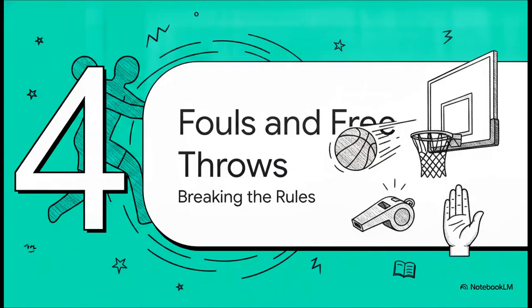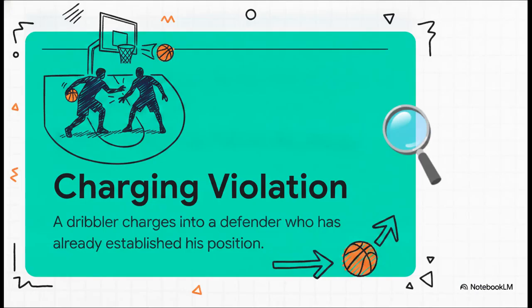Section 4. Fouls and free throws. Breaking the rules. A massive part of basketball is about who legally owns a spot on the floor. Take the charging violation, for example. This is a player control foul that happens when a dribbler barrels directly into a defender who has already established their position on the court.